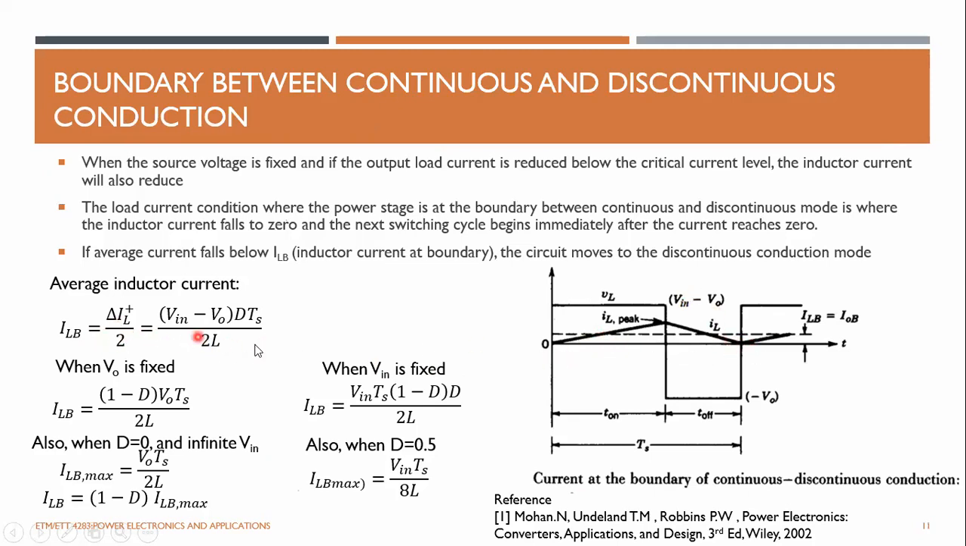The boundary current is simply the average current of this triangle, which is half of the peak current. That is given by this equation. All you need to do is note that the maximum boundary current will happen when the duty ratio is at 0.5.